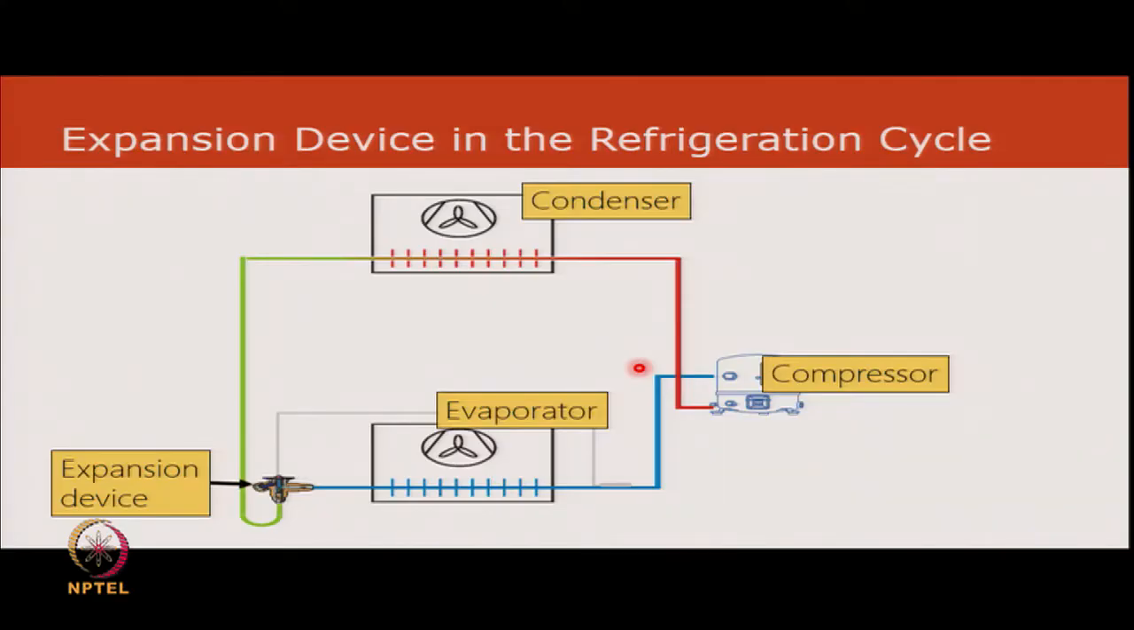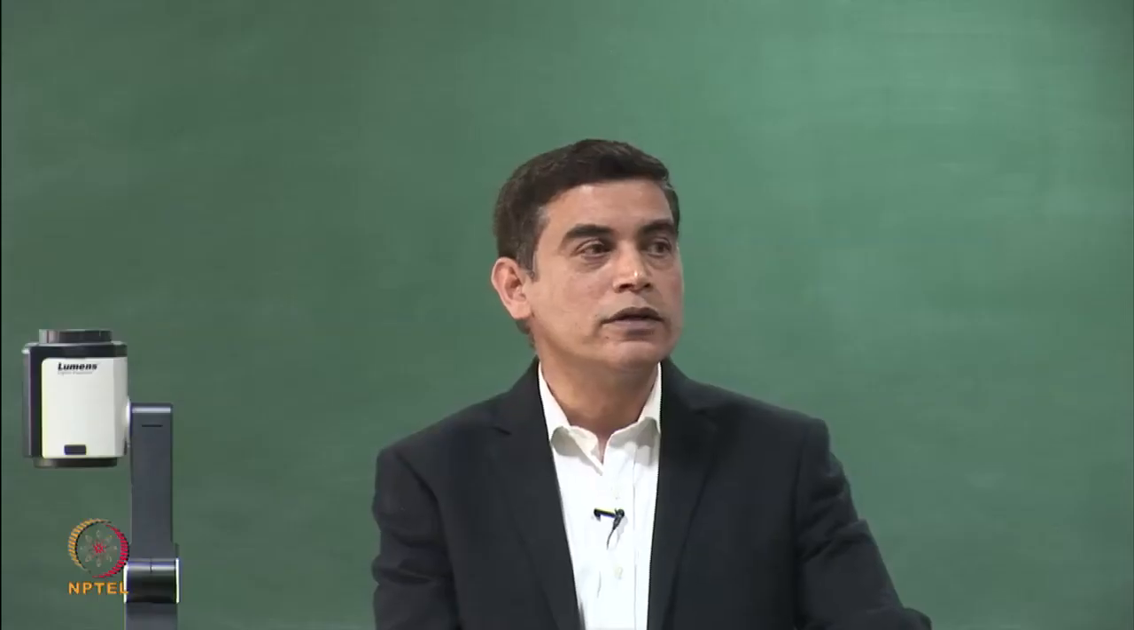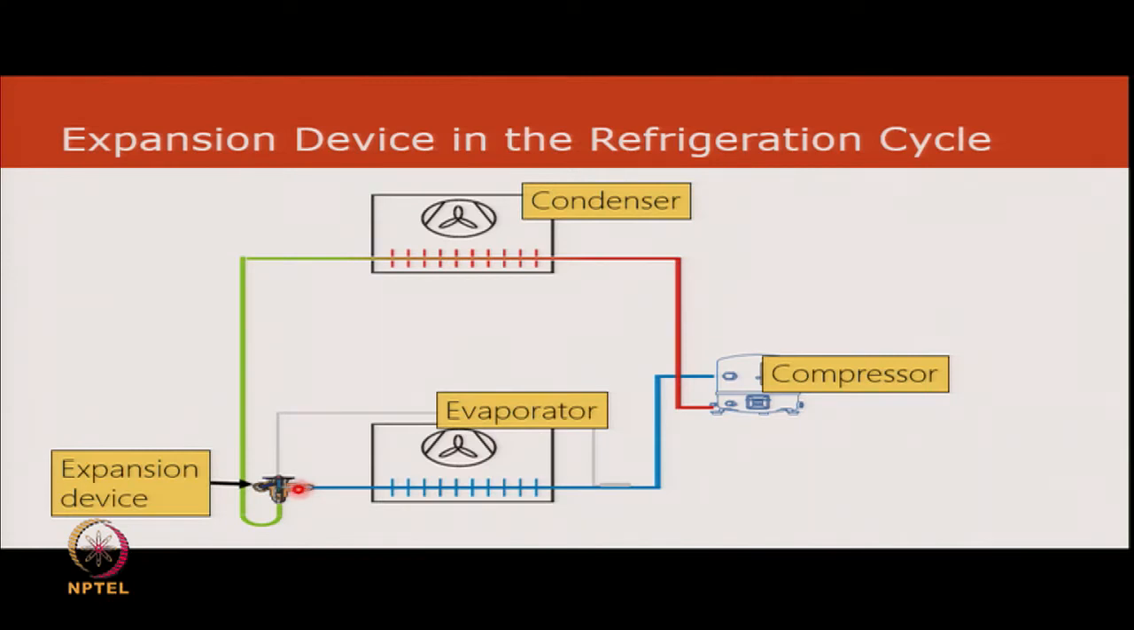Now, here we can see an expansion device in the refrigeration cycle. This is in a very simple refrigeration cycle where there is no distributor. Now for those of you who are wondering about what a distributor is, there is another element which comes between the expansion valve and the evaporator for large systems.